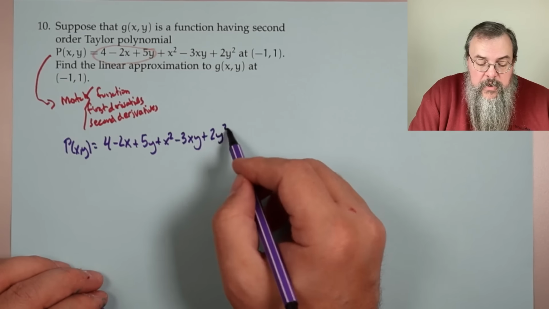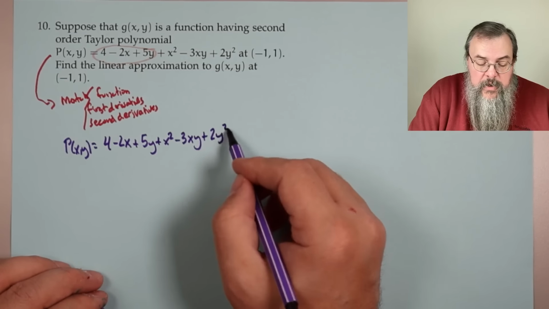And I'm going to look at the partial derivatives. So p sub x of xy. Take derivative with respect to x: negative 2 plus 2x minus 3y. Take derivative with respect to y. P sub y of xy: 0, 0, 5, 0 here, we'll get minus 3x, and here we'll have plus 4y. So we've taken the function and the first order derivatives of p.